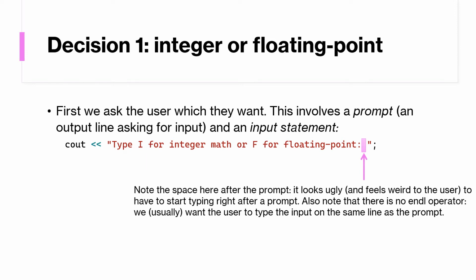Okay, notice that I left a space after the prompt. This may seem like a silly thing for me to spend a minute on in an intro to C++ video, but it's very important for user interface design that you leave appropriate spaces for people to type their input. Okay, typing the input right after the word floating point without the colon and the space looks ugly, and it feels kind of uncomfortable to the user.